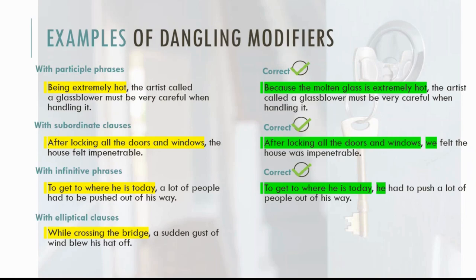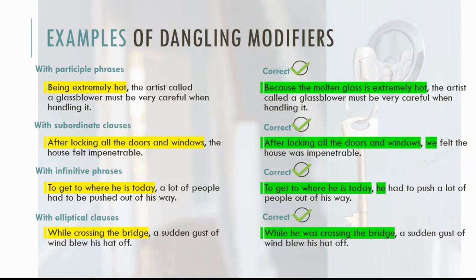While crossing the bridge, a sudden gust of wind blew his hat off. We don't know who he is until we say, while he was crossing the bridge, a sudden gust of wind blew his hat off. And presumably in the context of the paragraph, he has already been named. So we don't have to worry about that.